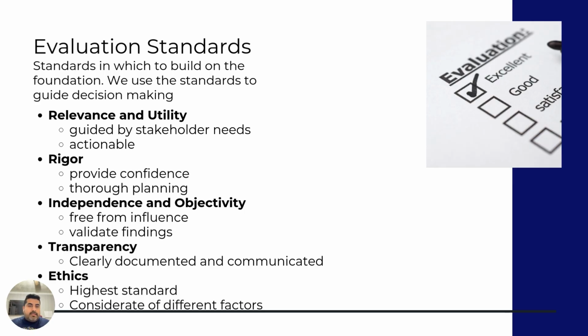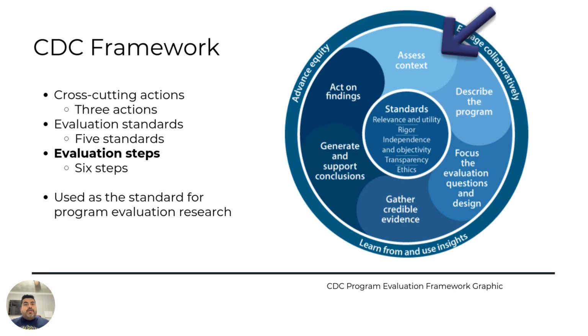evaluation. And then ethics. You have to have the highest standards, make sure everything is done to the T, up to par, and make sure you're considering all factors. You know, once again, we get back to the equity of it. So all these standards are what you're going to build upon whenever you do your program evaluation. So then we actually get to the 6 steps that are required for the program evaluation.